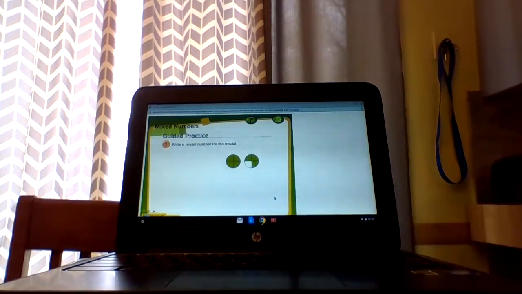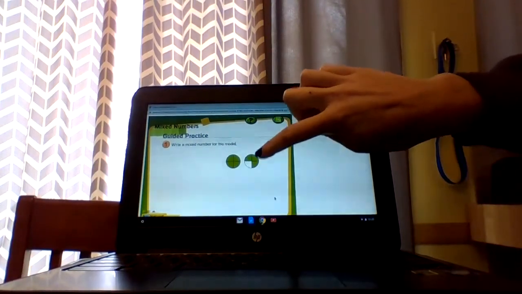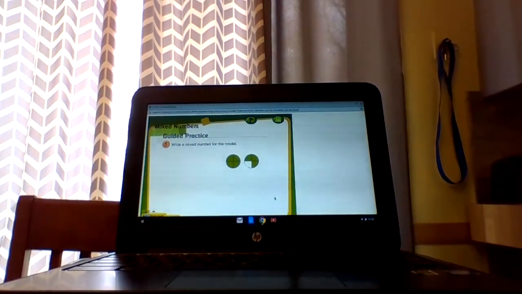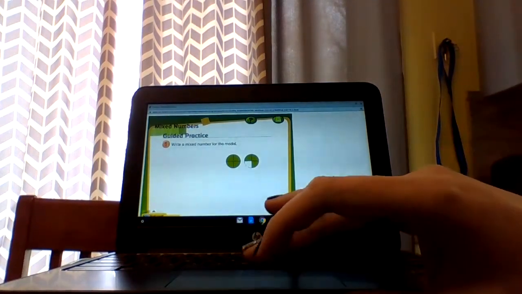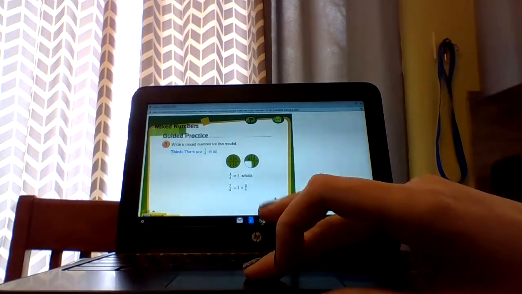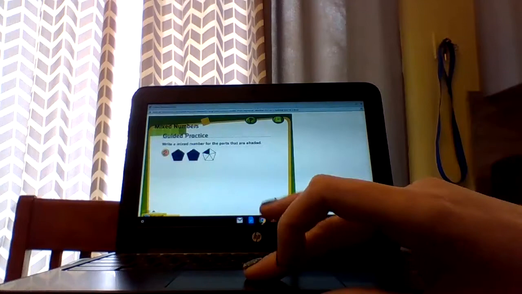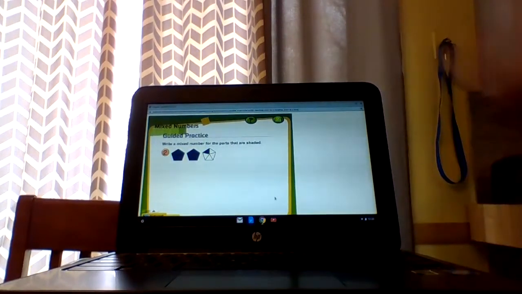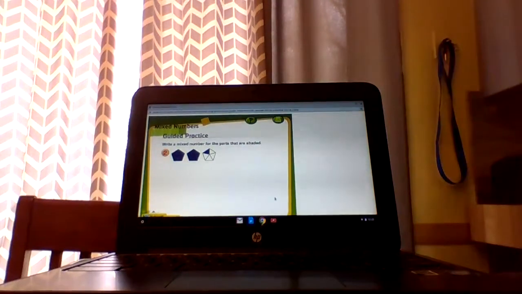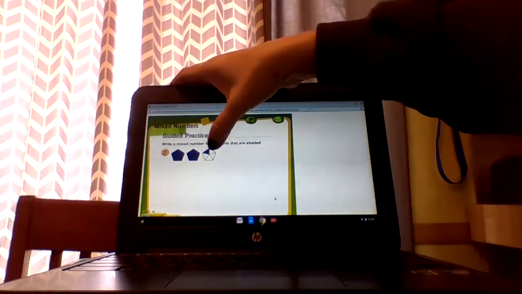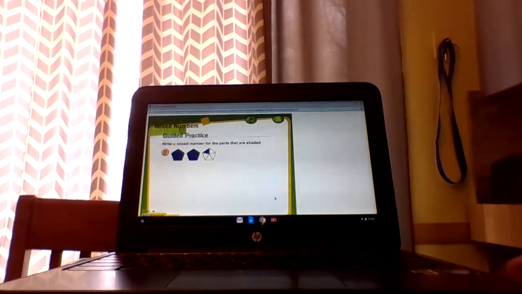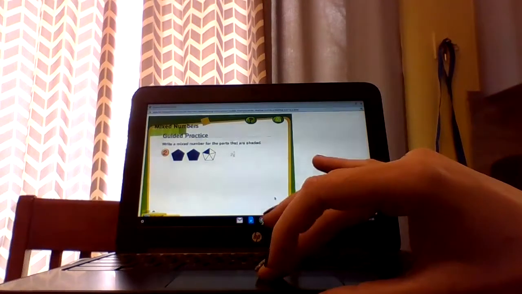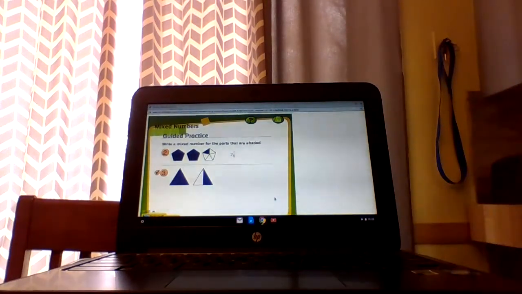So let's look at this model here. I see 1 whole and then 1, 2, 3 out of 4. How do we read that? 1 and 3/4. All right, let's look at this. How many whole fractions are filled in? That's right, 2. And how many parts of the next one? It's divided into fifths, so I have 2 and 1/5.